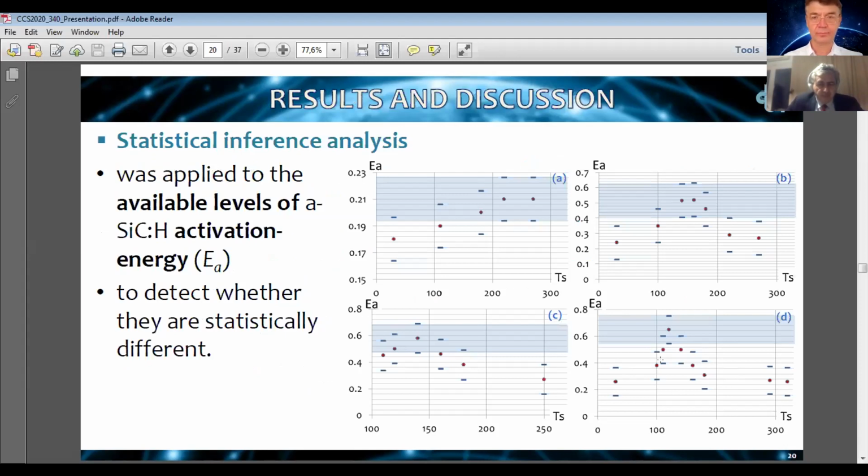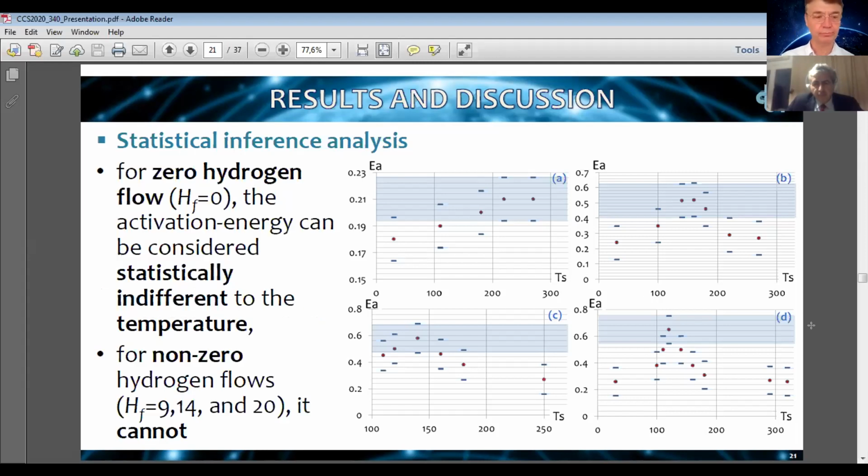So the statistical inference analysis, as you can see in this slide, reveals that the activation energy is statistically indifferent to the temperature. Whereas, on the other hand, in non-zero hydrogen flows, the temperature affects the semiconductor's structure. So in our first approach, we applied statistical inference analysis on activation energy data, expressed as a function of temperature.